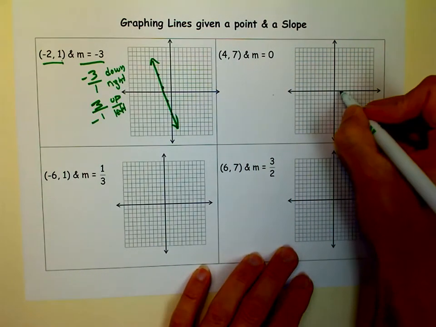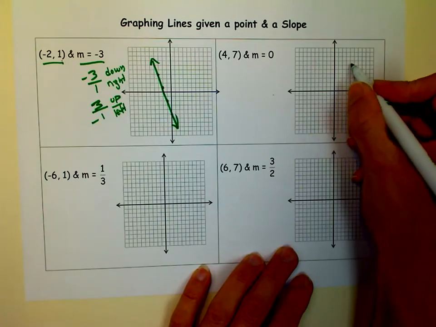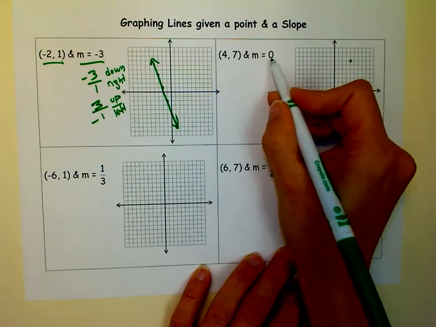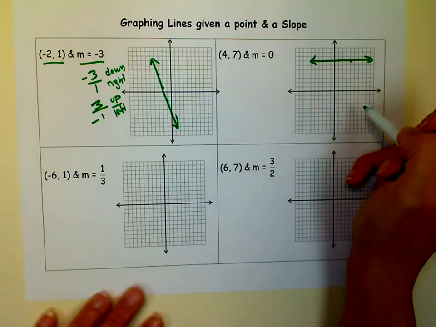Okay, we're going to graph the point first. 1, 2, 3, 4. 1, 2, 3, 4, 5, 6, 7. And it says my slope is 0, so I know I have a horizontal line.